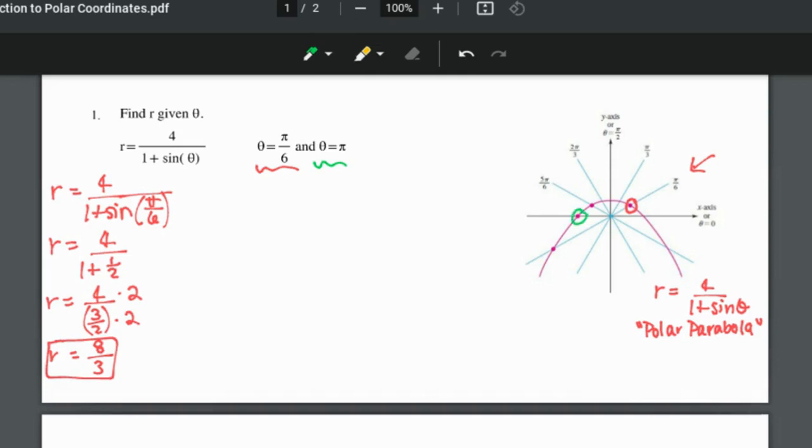Now we're going to do the same thing with the angle being at pi, which is this angle over here, and that point on the pink graph, which is the polar parabola. So we're going to do the same thing. We're going to do 4 over 1 plus sine of pi, and if you think back to your unit circle, sine of pi is the y coordinate, which would be 0, so 4 over 1 plus 0, which is 4 over 1, and that's equal to 4.